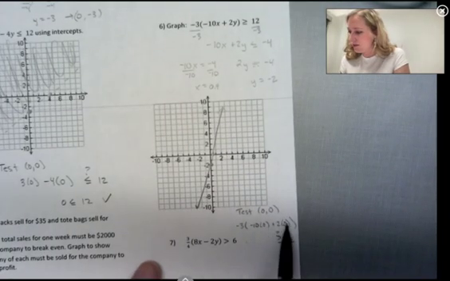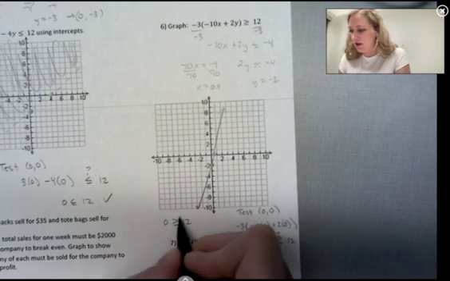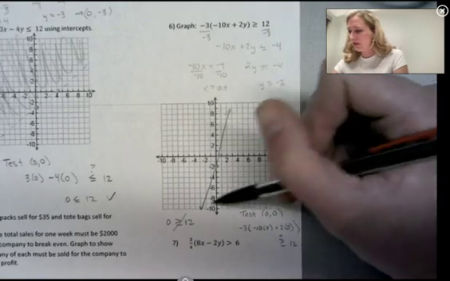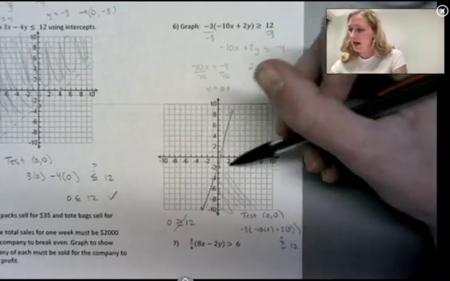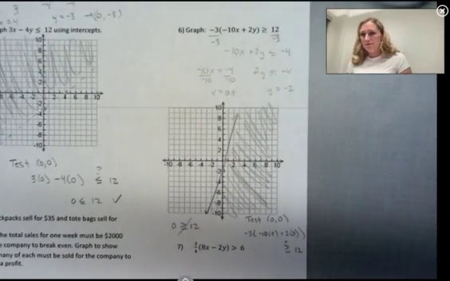So here I get 0 plus 0 times -3 is 0. 0 is less than or equal to 12. No, it's not. So that means 0, 0 is not in the solution, so it's not in the shaded region. So I'm going to shade the side opposite of where that point is.